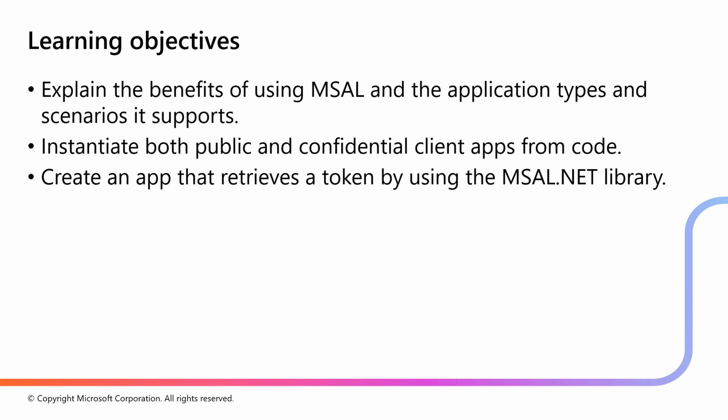In this video, I will talk about how the Microsoft Authentication Library, the MSAL, enables developers to acquire tokens from the Microsoft Identity Platform to authenticate users and access secured web APIs. In this video, I will explain the benefits of using the MSAL and the application types and scenarios it supports. We will talk about how to instantiate both a public and a confidential client app in code, and how to create an app that retrieves a token by using the MSAL.NET library.